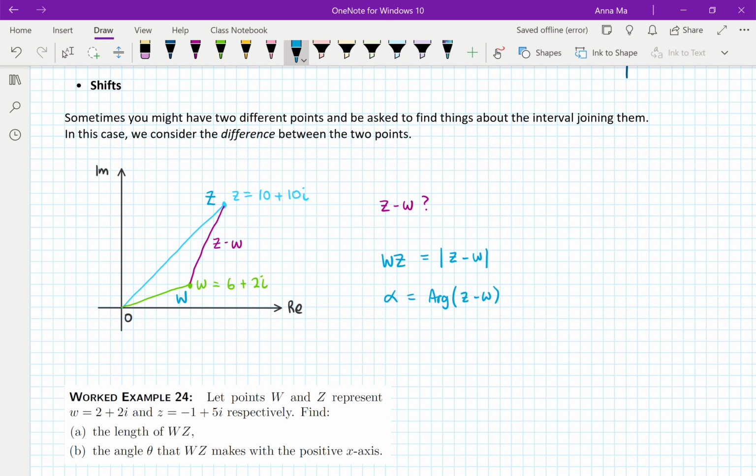Now, as an example, I've just got an example diagram where I've got point Z here, I've got point W here, and to make it easier, I've just put in random coordinates as an example. So if I've got Z as 10 plus 10i, and if I've got W as 6 plus 2i, then how would I represent the interval that's joining W and Z, so line WZ, using the coordinates form?